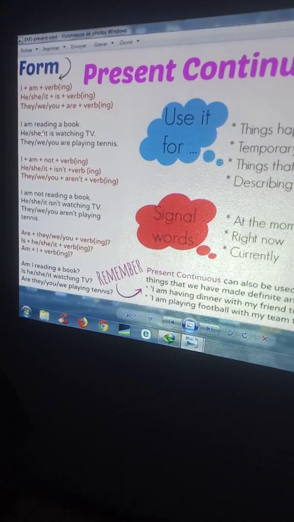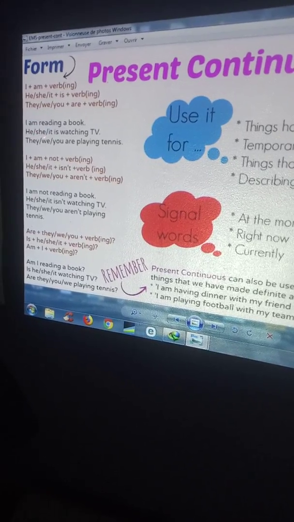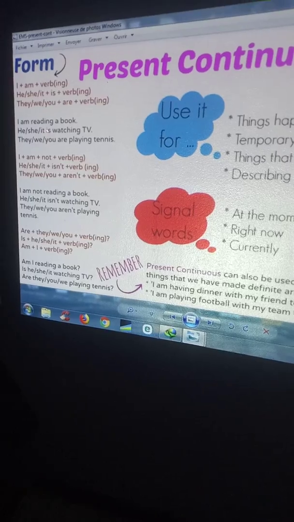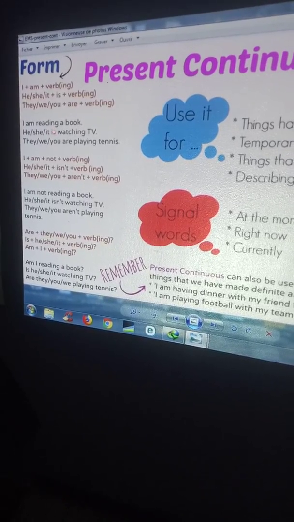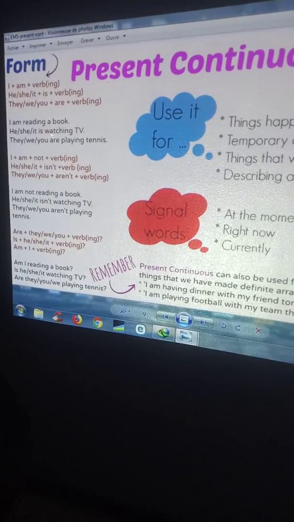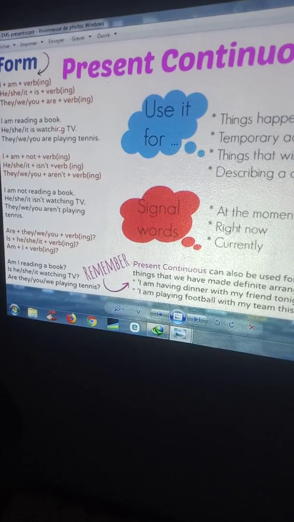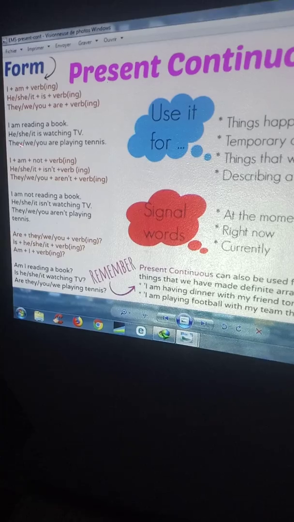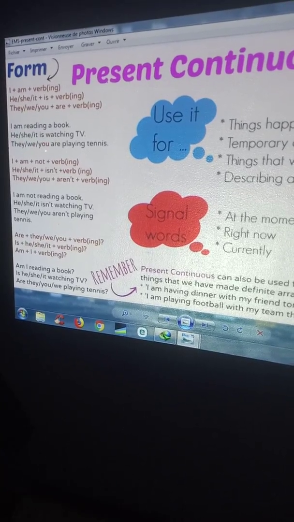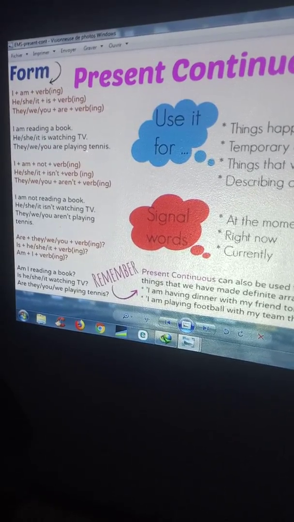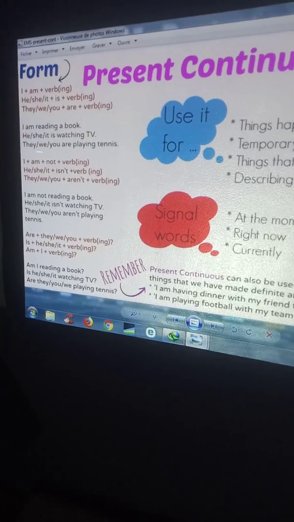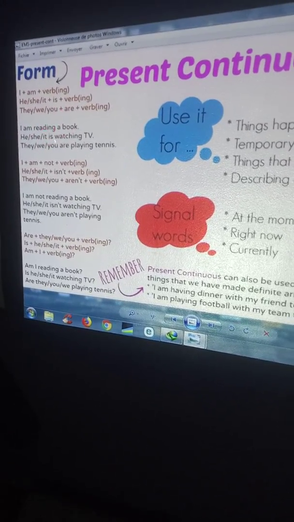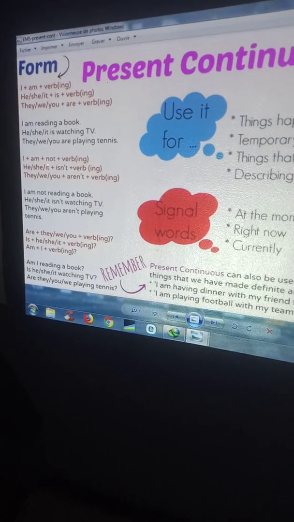So examples, we have I am reading a book. Okay? And we have he, she, it, personal pronouns plus verb to be plus the verb, which is to watch, plus the ing. So he, she, it is watching TV. And they, we, you are playing tennis. So this is the affirmative form. These sentences are in the affirmative form.